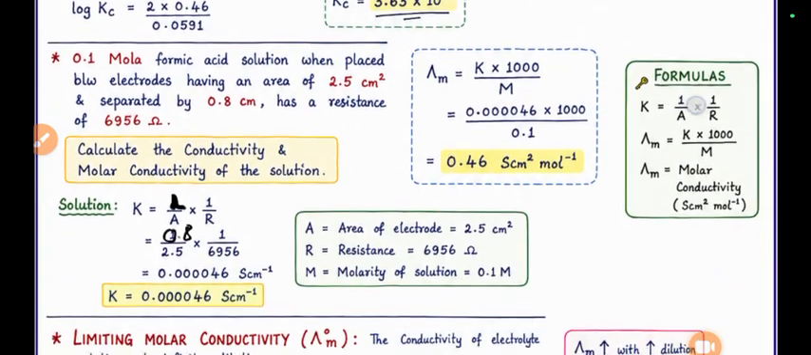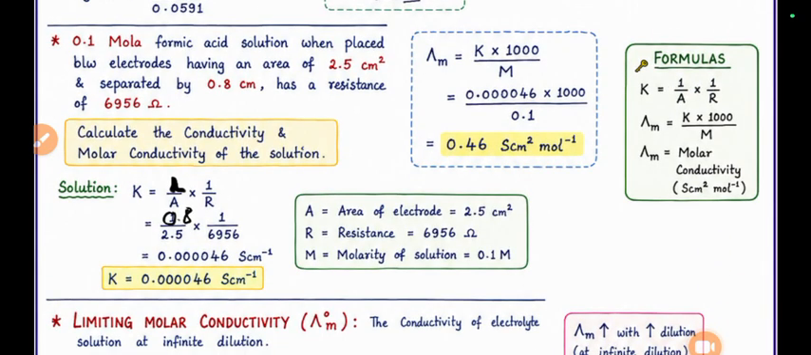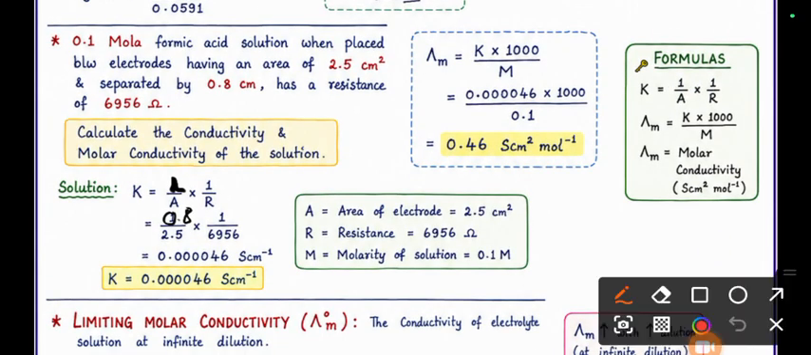Now we have one more important formula here, conductivity and molar conductivity. We have one question: 0.1 molar formic acid solution placed between two electrodes having area 2.5 centimeter square, and separated by, means distance between the two electrodes is 0.8 centimeter, and resistance is 6956 ohms. Calculate the conductivity and molar conductivity.